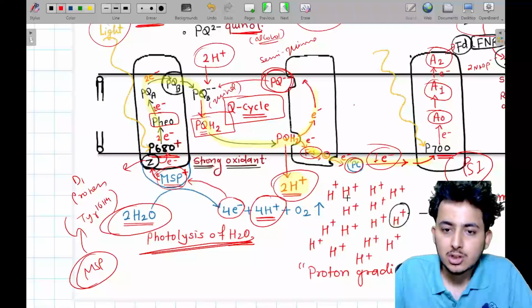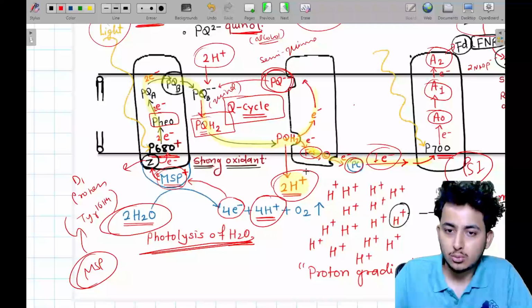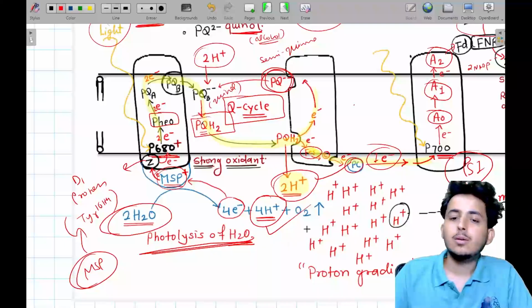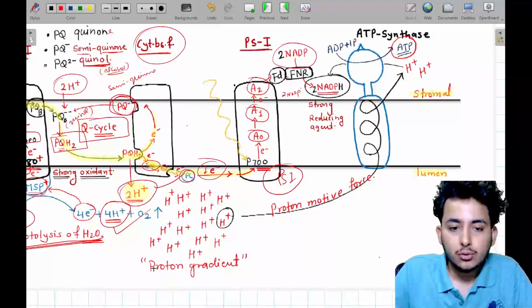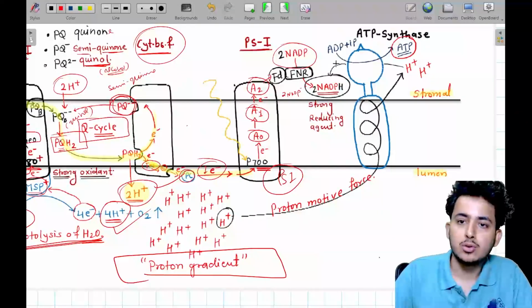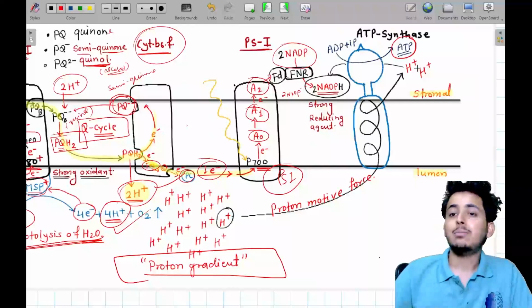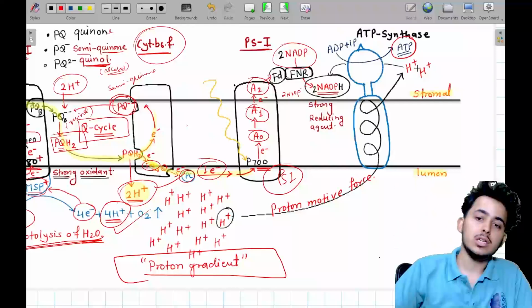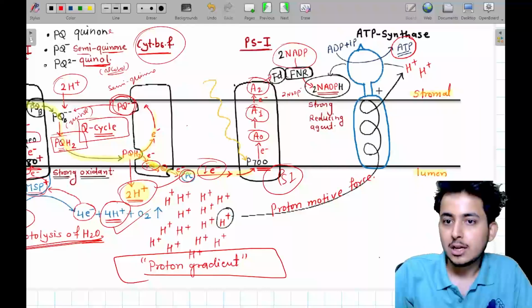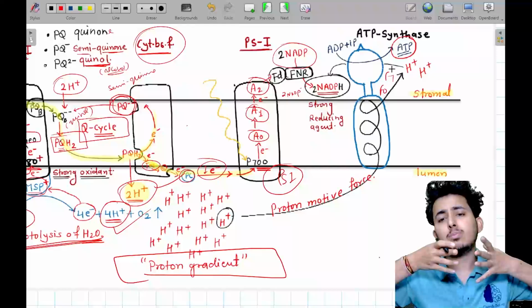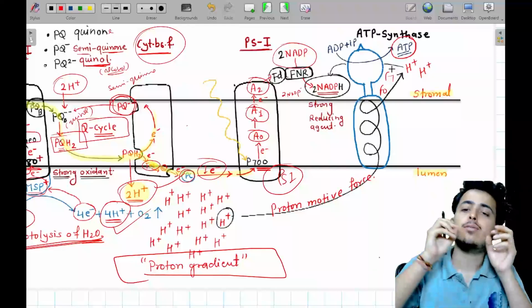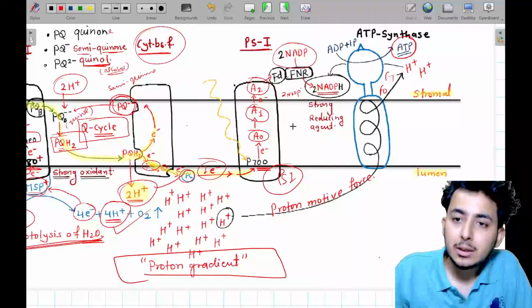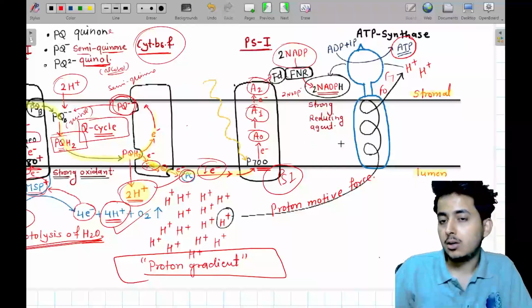Again, proton concentration inside the lumen is increasing because of the cytochrome B6F complex as well as the photolysis of water. And this will lead to formation of a proton gradient, because you can see in the stromal side, these protons move to the ATP synthase. You have the F0, you have the F1, and because of this movement, this proton motive force is causing the coupling of ADP to Pi and forming ATP, and this ATP is being formed in the stroma.